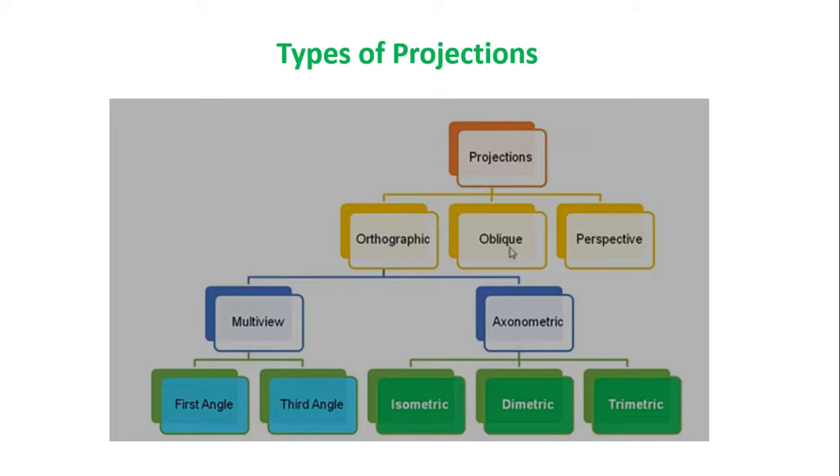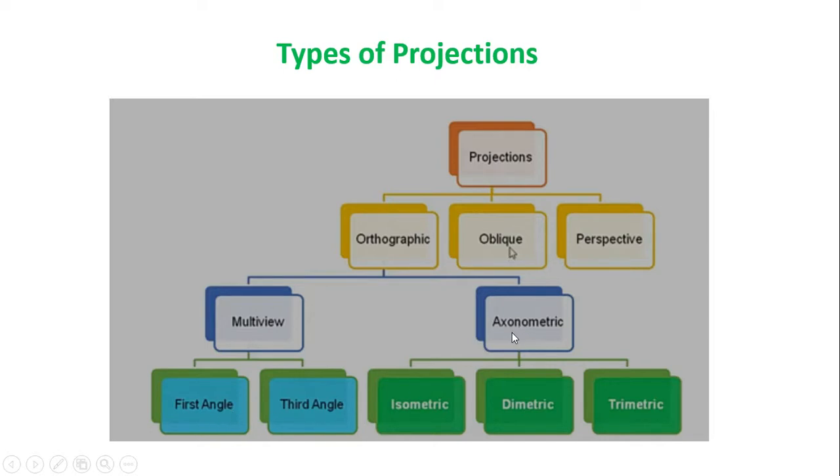These are a few types of projection we need to remember. There are three types: orthographic, oblique, and perspective. Right now we are not going to deal with oblique and perspective. We use the orthographic process. There are multi-views and axonometric, and in the multi-views we have first angle and third angle projections. Please follow what first angle and third angle projection are, where we use them and why. We follow third angle projection, while first angle projection is followed by the American standards, so do remember these things.